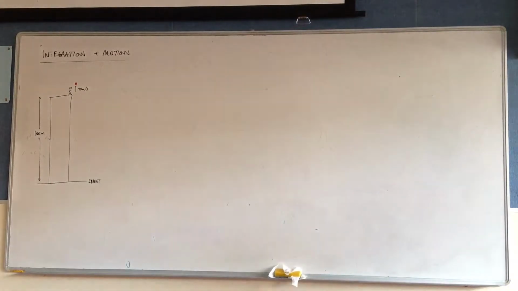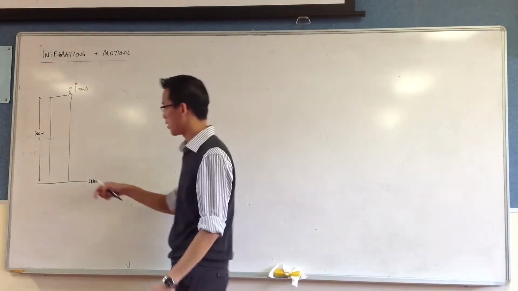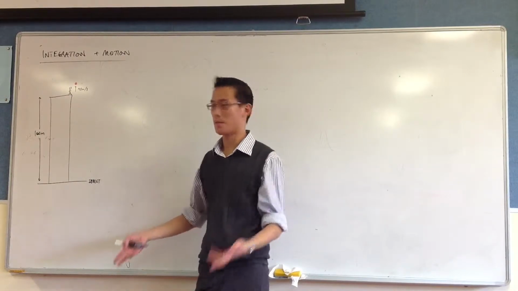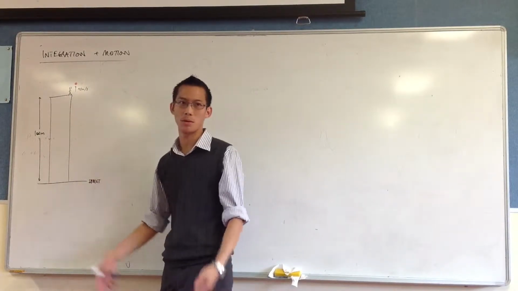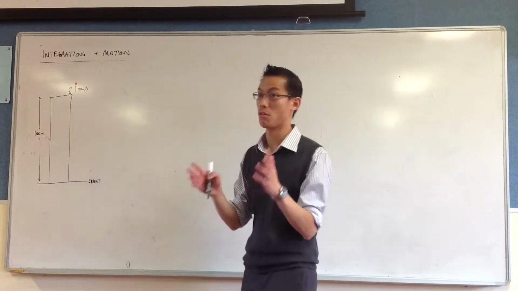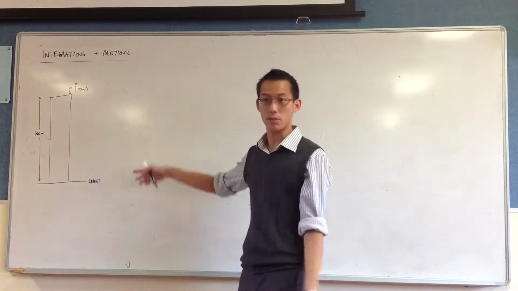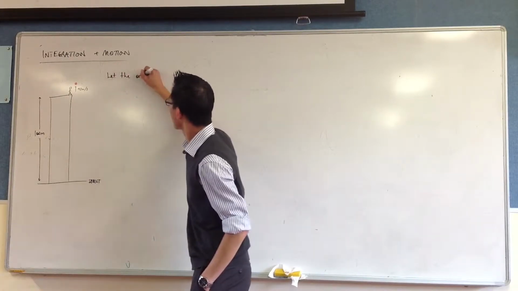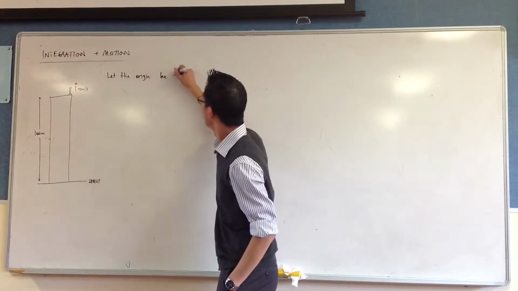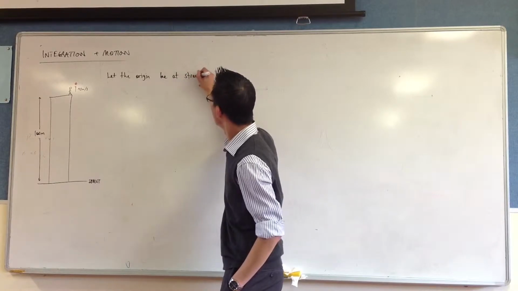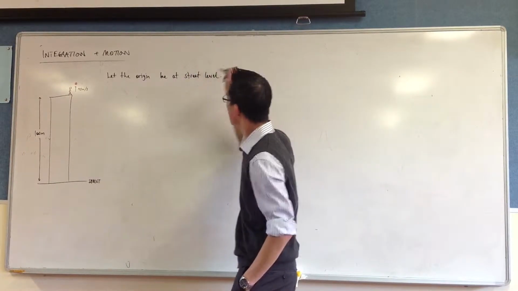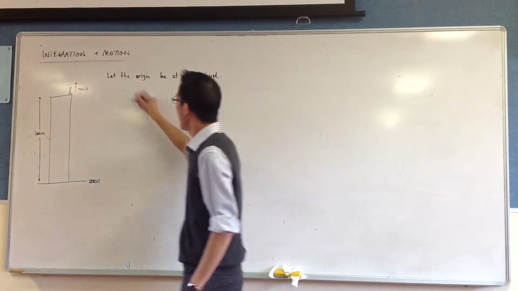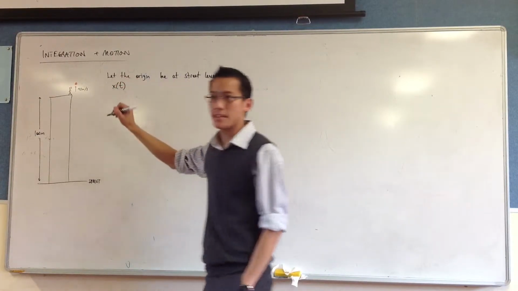I'm going to show you that you can just as equally put the origin at the street level. Okay? One of the things that will be nice about that is that my distances will be positive, but as you'll see in a second, it won't matter all that much, but you can pick different places. Okay? So let's say, let the street level, or let the origin, sorry, be at street level. X is our displacement function.